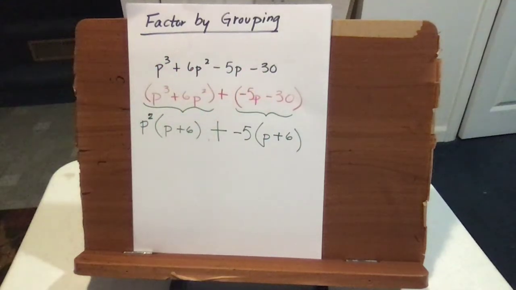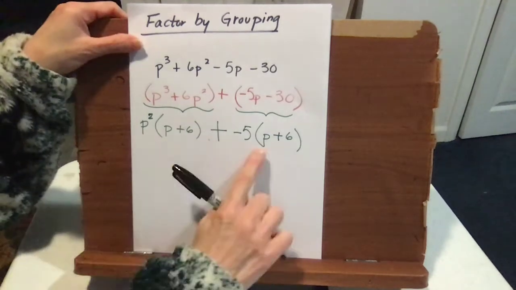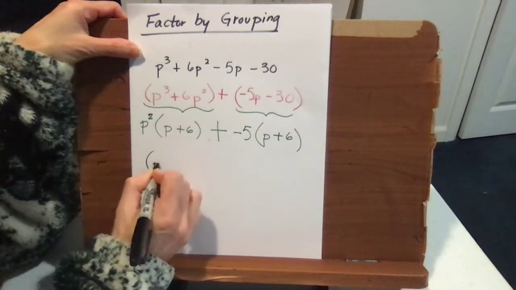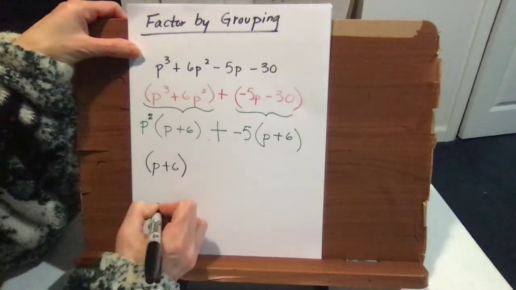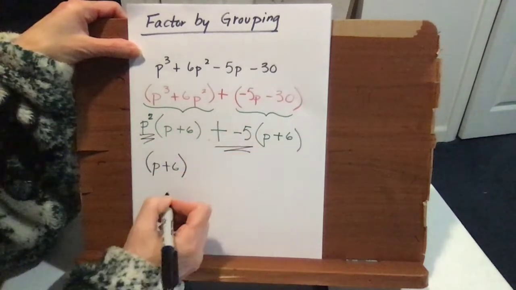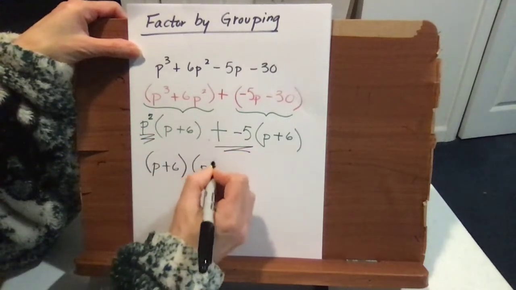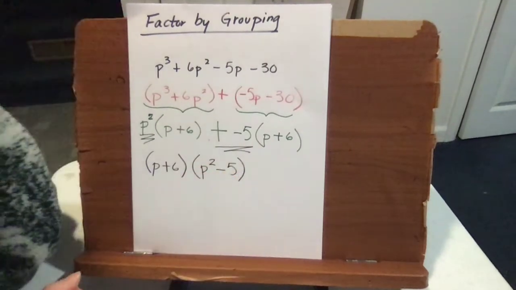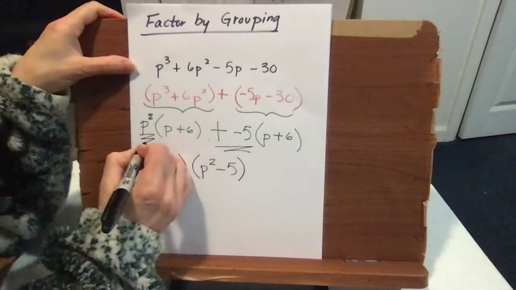All right, now what you can see is in each of these two factored quantities, we have the same quantity of p plus 6. So we're going to factor that out. And what we're left with is p squared plus a negative 5. So we'll write it as p squared minus 5. And that's it. And that is factoring by grouping.